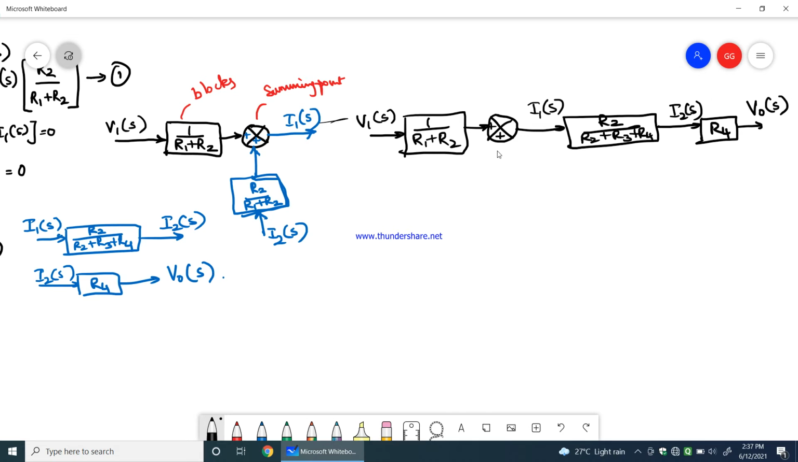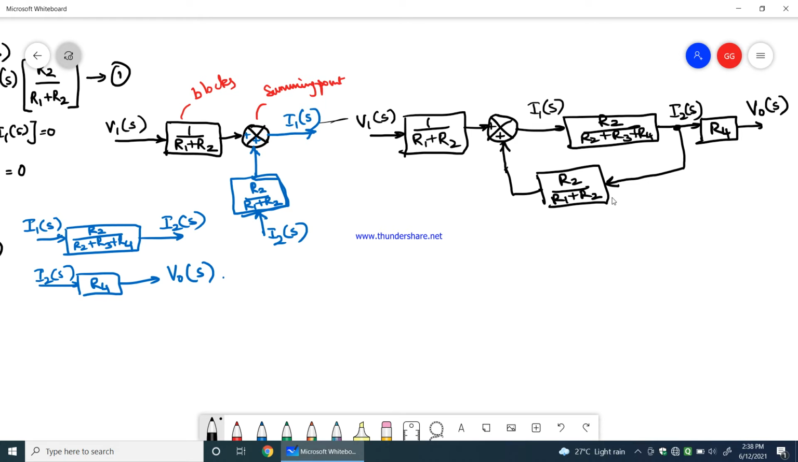Now coming to this, I1 of S is actually equal to R2 by R1 plus R2 multiplied by I2. Now this is the flow of I2, therefore that comes here. So this is the complete block diagram for the given electrical network. So step by step, how I wrote the equations, you analyzed it, and then finally how I joined all 3 blocks is what you should understand.